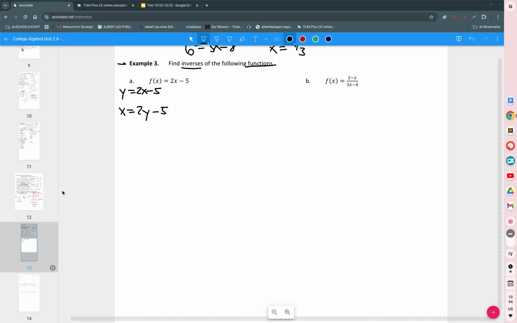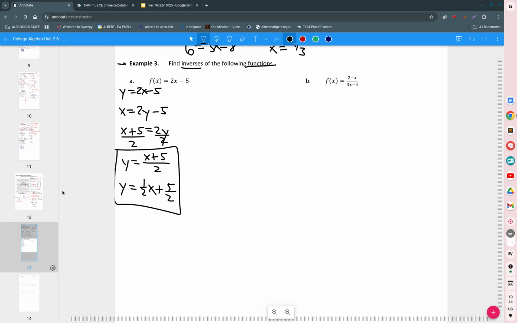And once I switch it, I then solve for y. I'm going to add the 5 and I'm going to divide by 2. You could write it like that, or you could write it as y is equal to 1/2 x plus 5 halves. Either way is just fine. But that's my inverse.